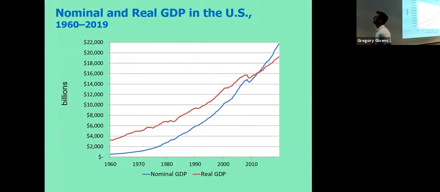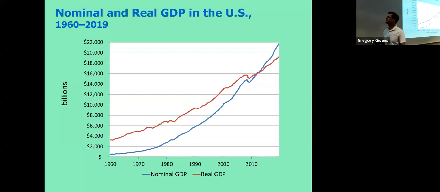Here is some data I want to show you guys on nominal versus real GDP for the US economy over the period 1960 through 2019. The blue line is nominal GDP and the red line is real GDP. There are two characteristics that jump out at me that I think you should be familiar with.